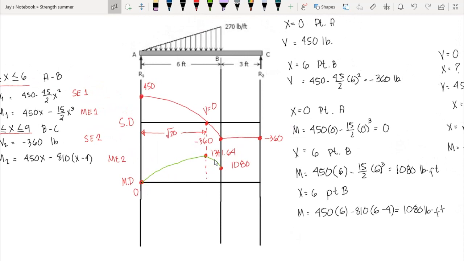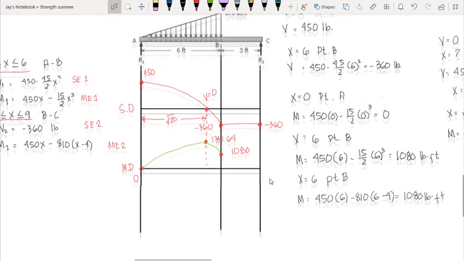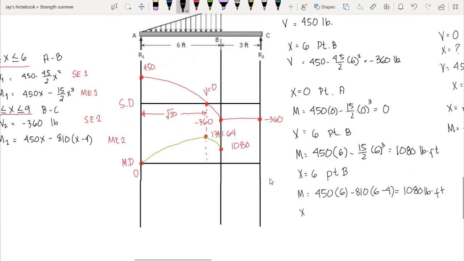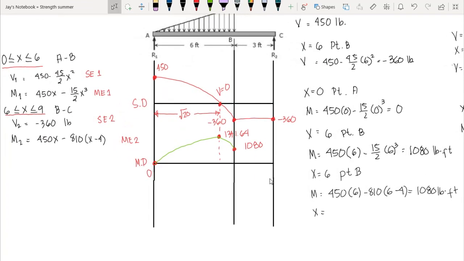Now let's compute the moment at C using the same equation. We have x equal to 9 from A. So what is our moment at point C? That is the same equation: moment is equal to 450 times 9 minus 810 times 9 minus 4, and this should be equal to 0. So therefore our moment at this point is 0.